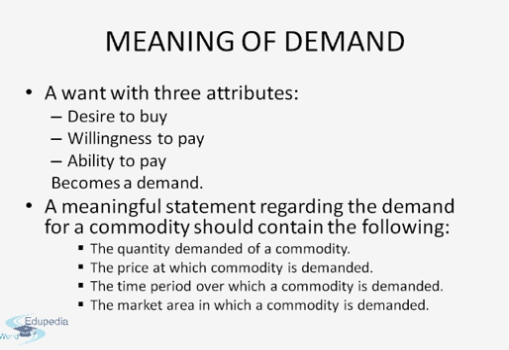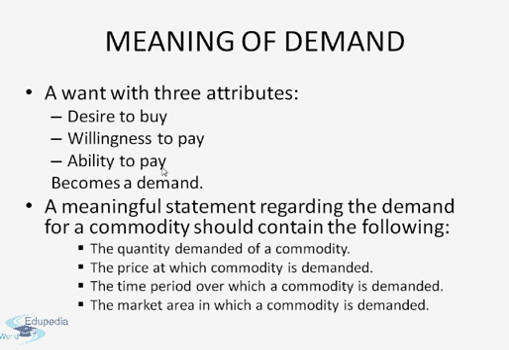Thus, to start with, let's first understand what exactly demand is. In order to say that a want is a demand, there should be three attributes. That is, there should be desire to buy that commodity, there should be willingness to pay for that commodity, and there should be ability to pay for that commodity.